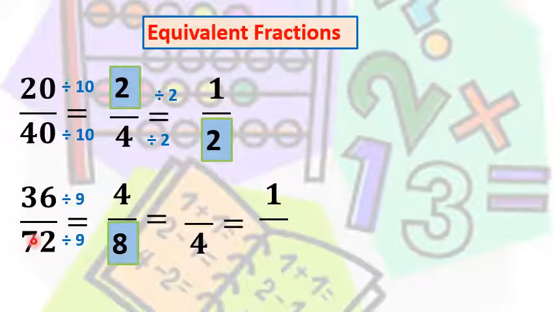Again, I'm thinking in this form. How did the 8 become a 4? So, did the number get bigger or smaller? It became smaller. That's why I'm going to divide by 2. Divide by 2, the answer is 2.